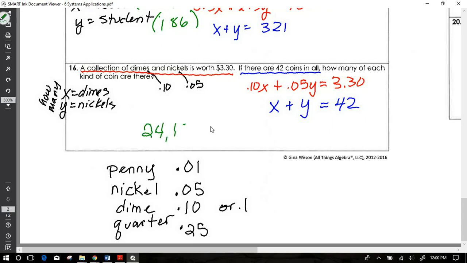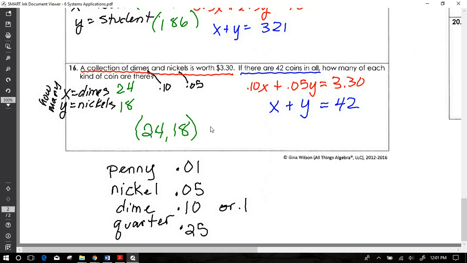24, 18. So X is dimes, nickels is the Y variable, which is 18 here. Okay, so that's your answer as an ordered pair, and that is how many dimes, how many nickels, just so that we know which one it represents.